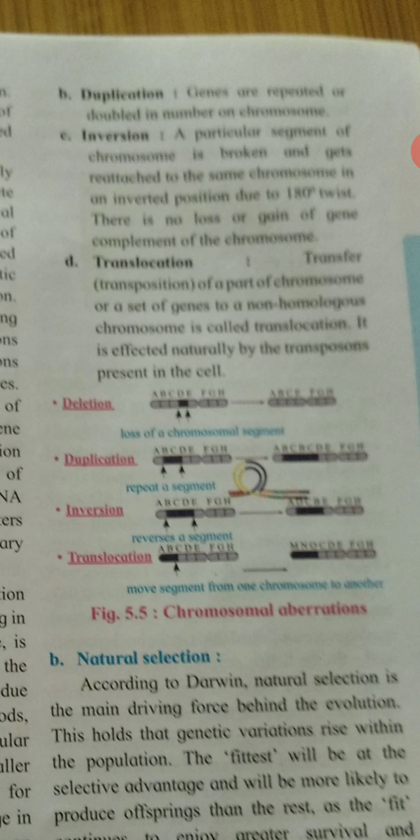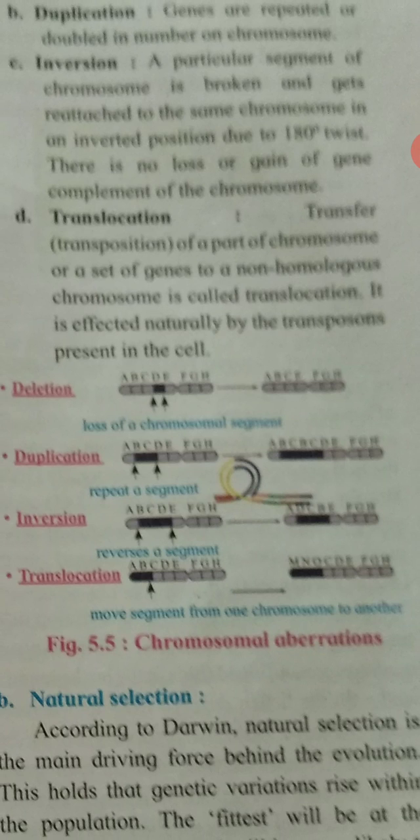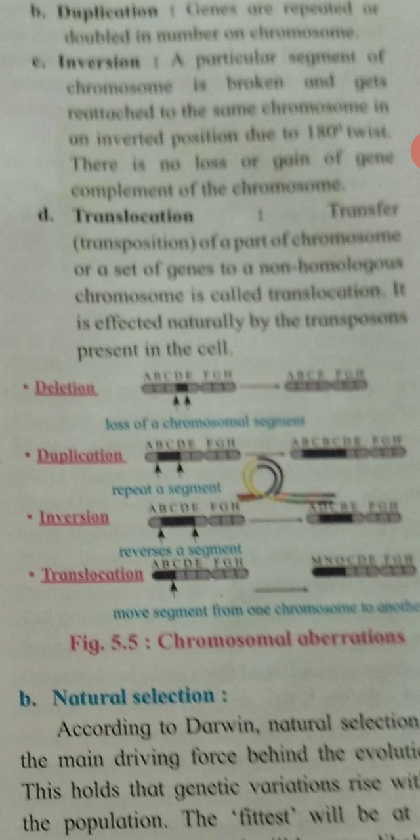So see these diagrams. Deletion: loss of a chromosomal segment, a particular segment is lost, and that causes changes. Duplication: a segment is repeated. Inversion: the segment is reversed. And the fourth one, translocation. These are the chromosomal aberrations that can occur.